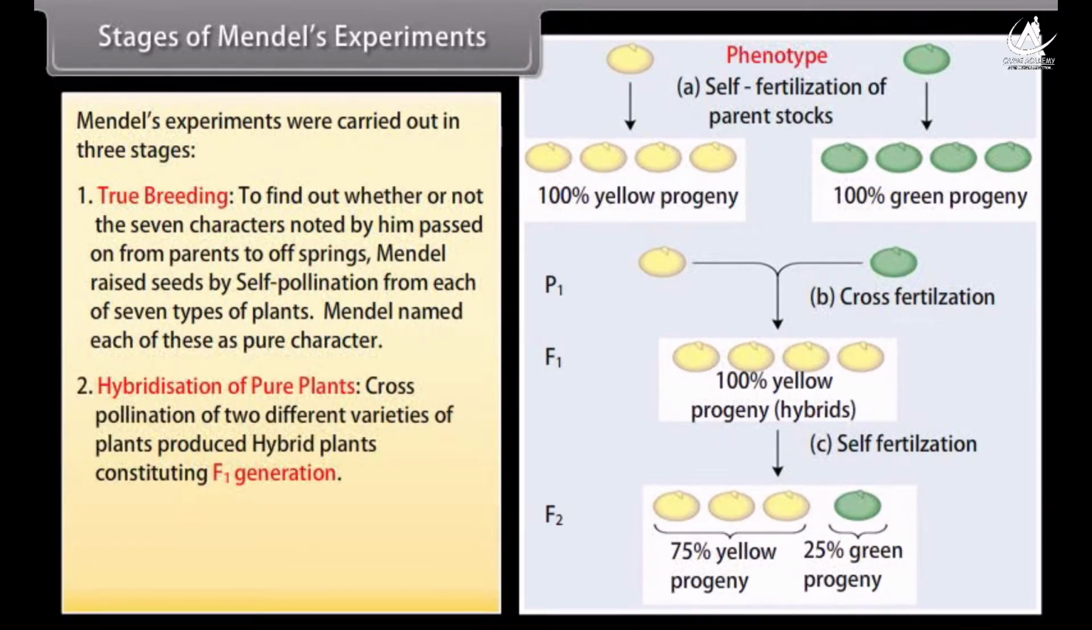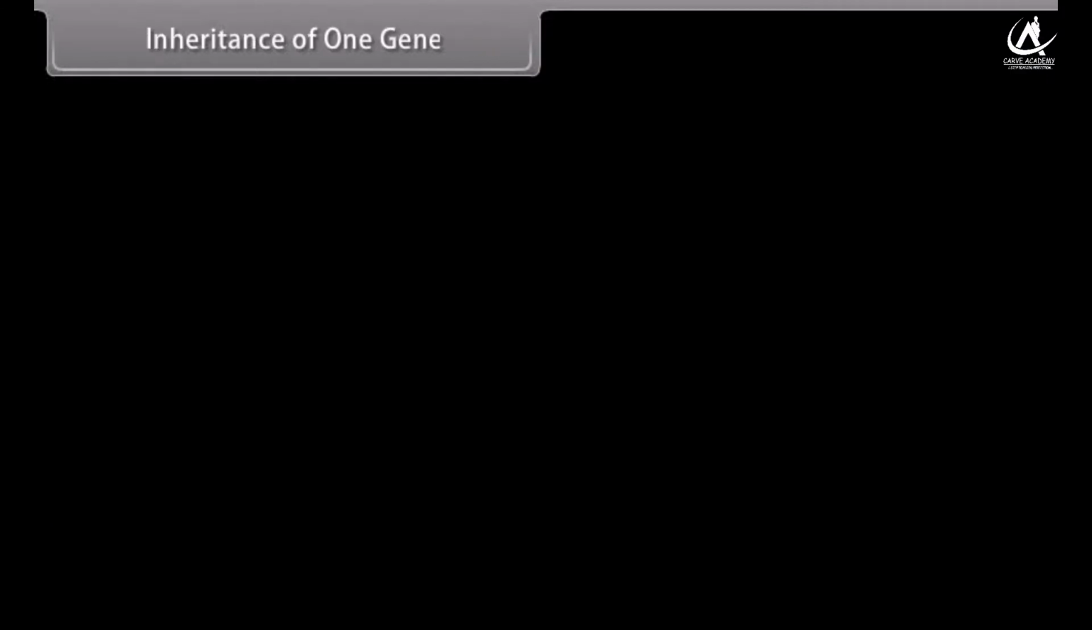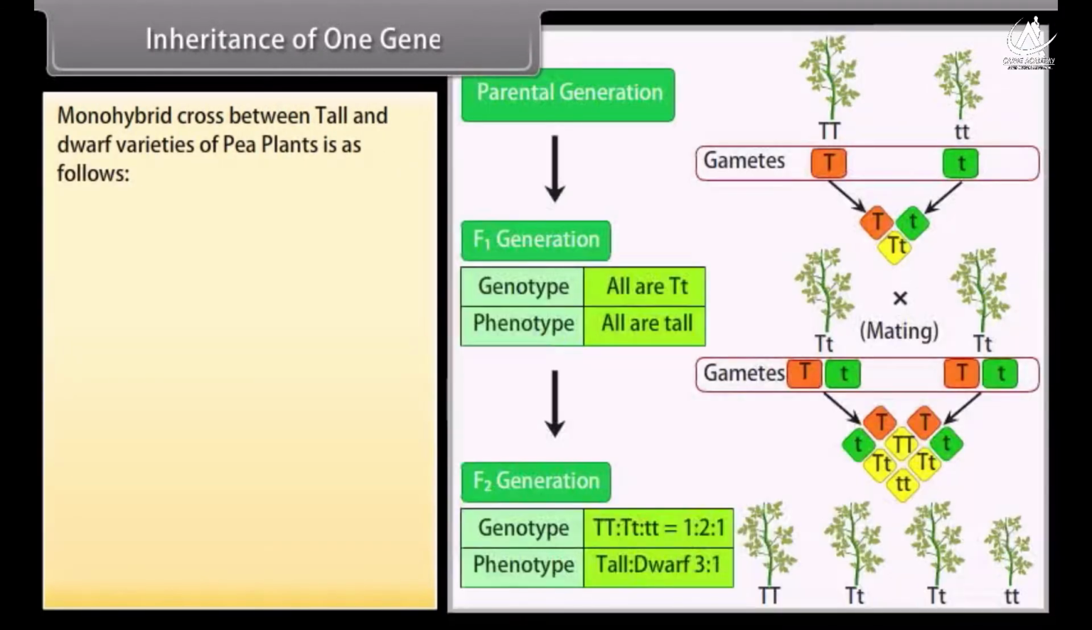Hybridization of pure plants. Cross-pollination of 2 different varieties of plants produced hybrid plants constituting F1 generation. Self-pollination in hybrids. Each F1 offspring was self-pollinated to produce F2 generation. Inheritance of one gene. Monohybrid cross between tall and dwarf varieties of pea plants is as follows.